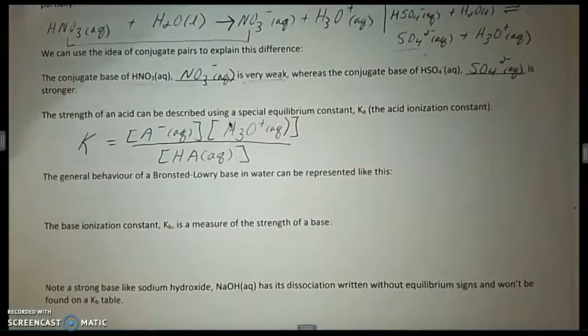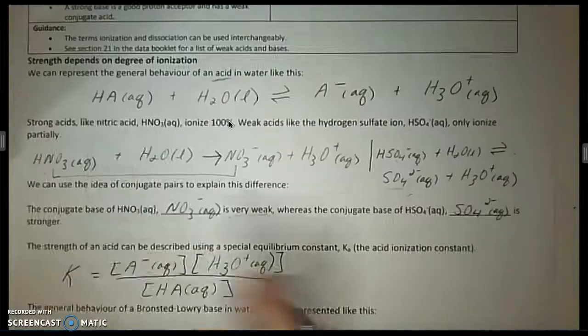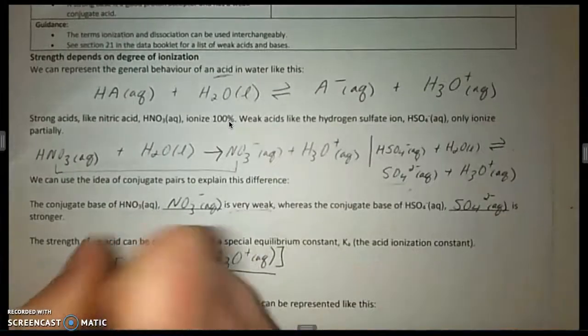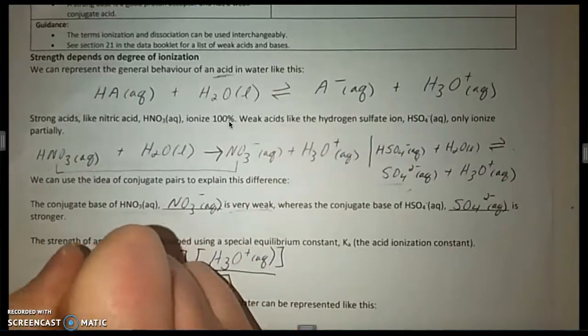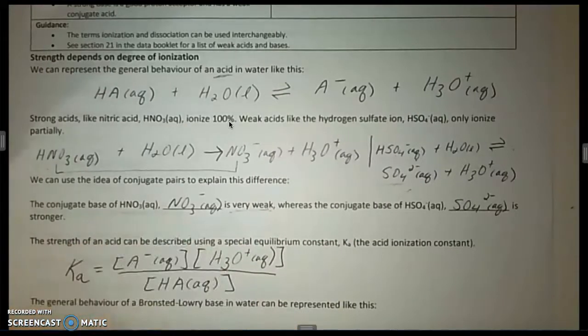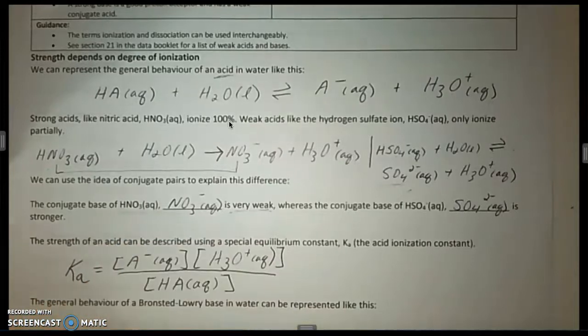Okay, so that's the equilibrium constant for that general dissociation reaction. And because we're talking about an acid here, we call it the acid ionization constant, Ka. Okay, so we have this little a here.